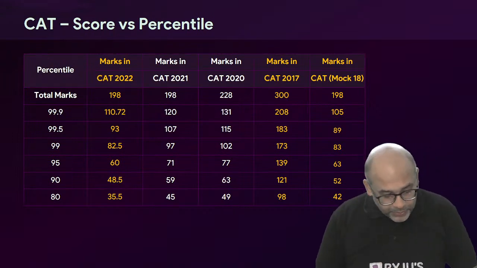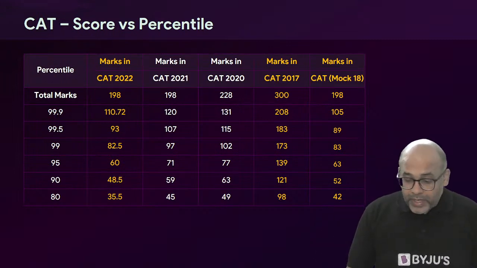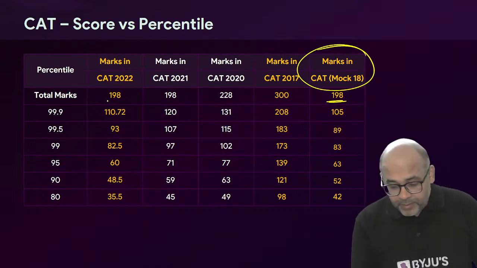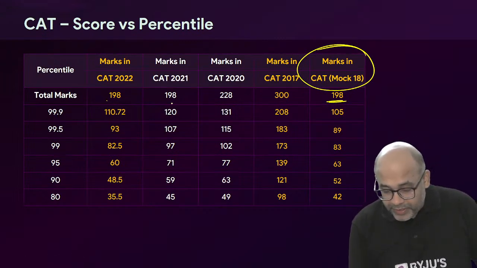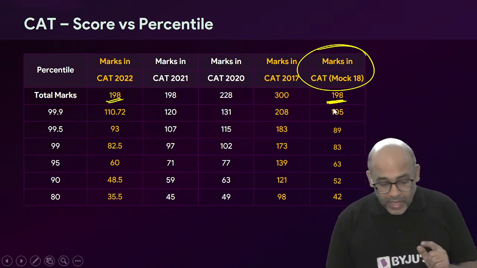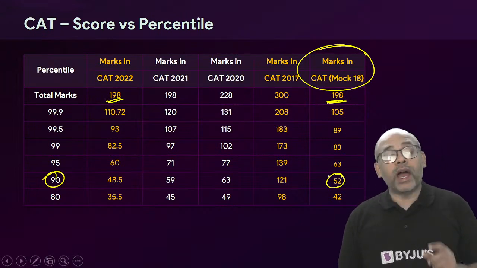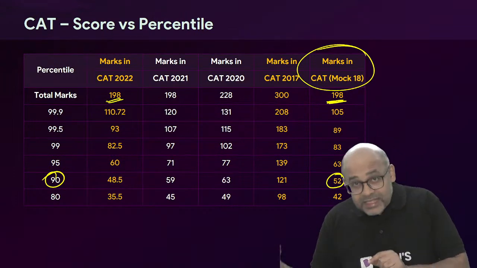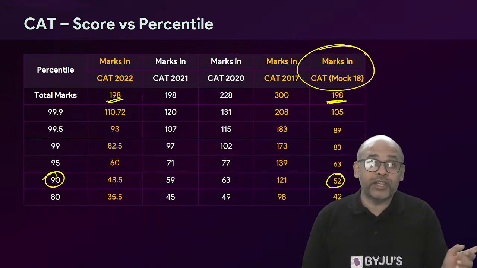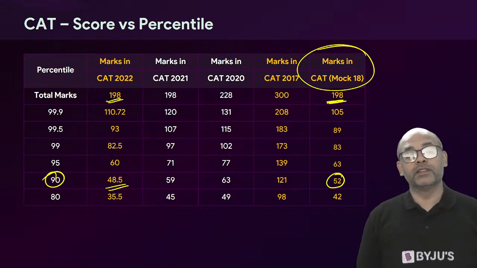But anyway, let's continue. So if you are looking at the overall difficulty level of the paper, you look at the CAT mock 18. This is the open mock. Now, obviously the maximum marks were the same. If you look at CAT 2021, 2022, 198 and 198, obviously this pattern was the same. However, if you look at a 90 percentile, you had to get 52 marks in this mock to be a 90 percentile, whereas in the 2022 actual CAT exam, a student had to get 48.5 marks.